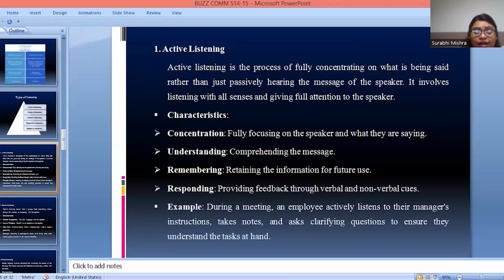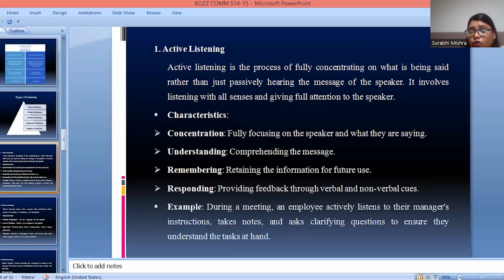Now, understanding the message means to comprehend the message, to decode the message the way it has been made, right? As the sender said, please reach the office by 10 a.m. tomorrow. So here you have to understand that you have to reach your workplace tomorrow by 10, right? So you have to understand it the same way.